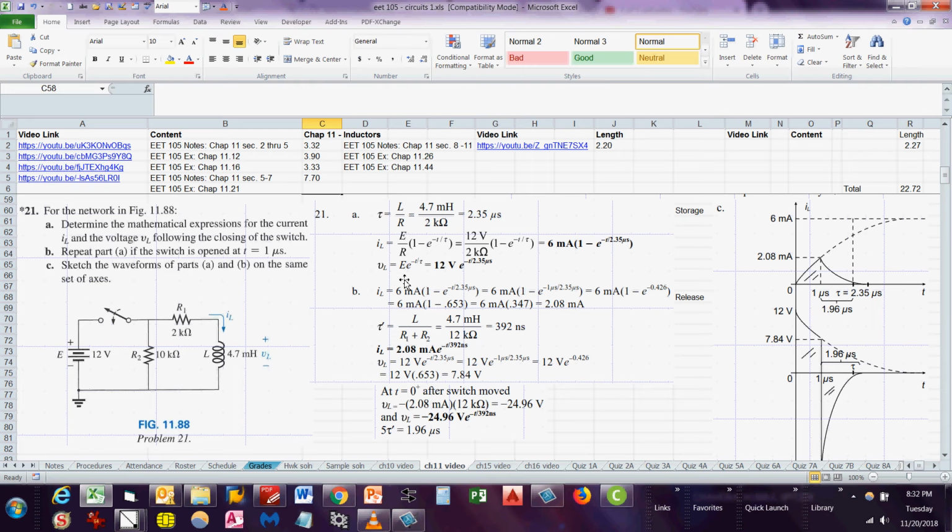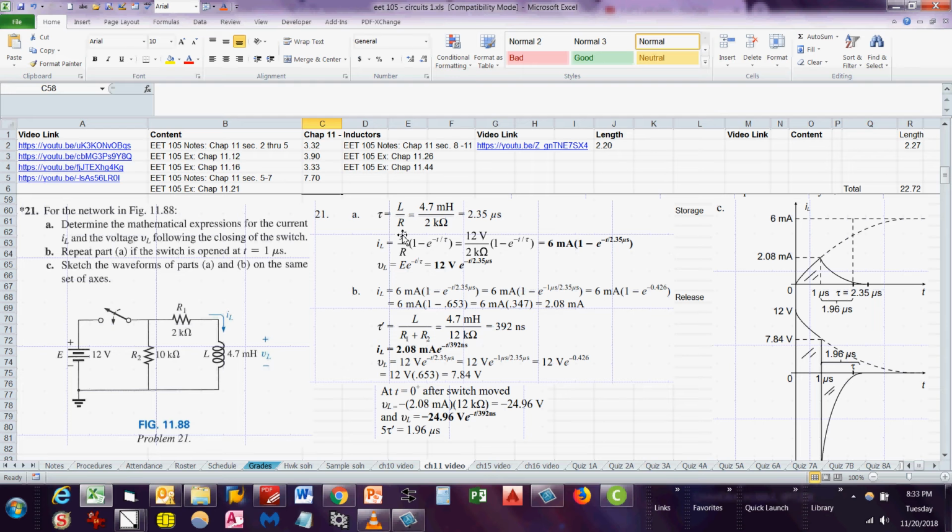Chapter 11, Doctor's problem 11.21. It says for this circuit determine a mathematical expression for the current IL and voltage VL after the closing of the switch. So when this switch closes, this starts off as an open circuit. It finishes as a short circuit. So the first thing you do is calculate tau.